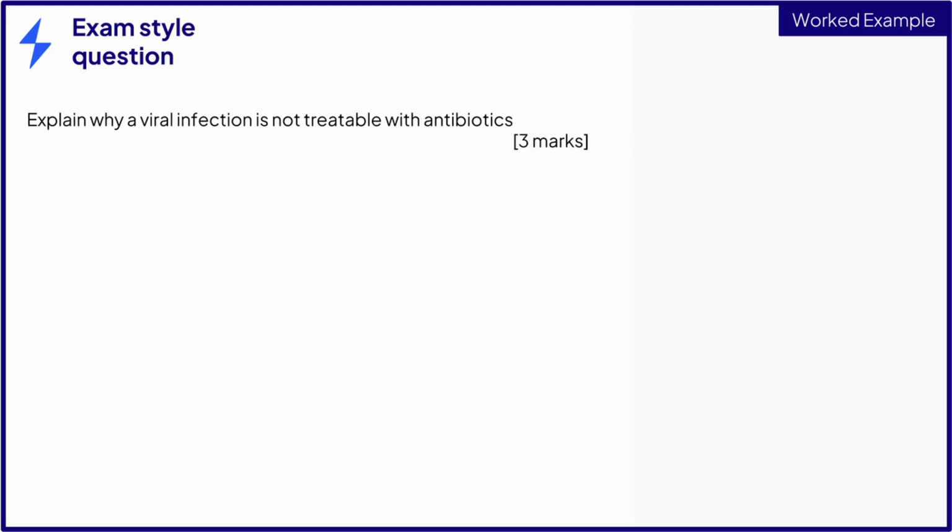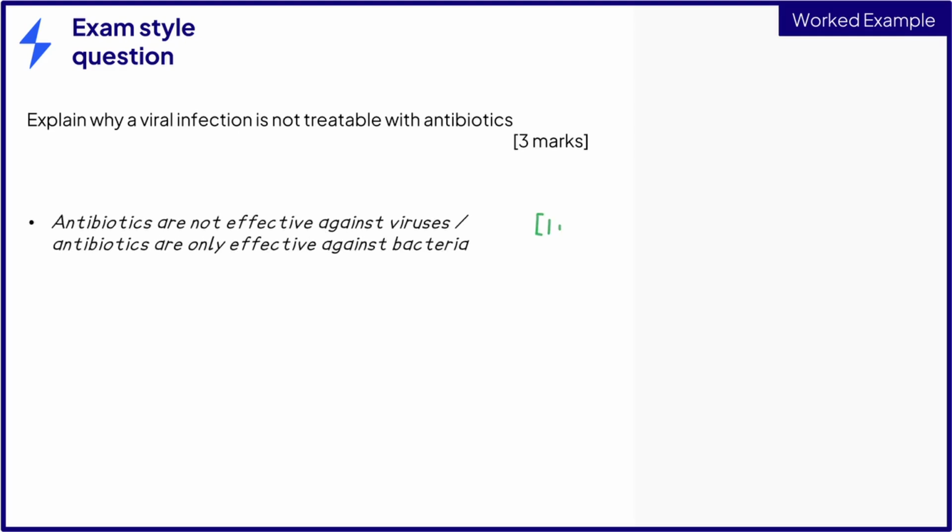Here we can see an exam-style question which asks you to explain why a viral infection is not treatable with antibiotics for 3 marks. Our first marking point needs to address that antibiotics are not effective against viruses, or you could say that they are only effective against bacteria for the same marking point. Secondly, we can explain why by describing the effect antibiotics have on bacteria.